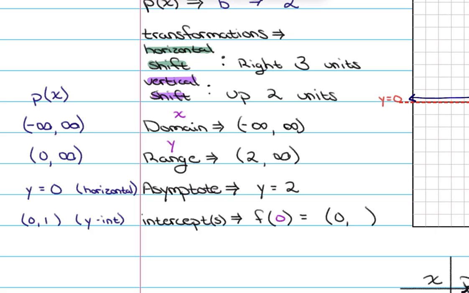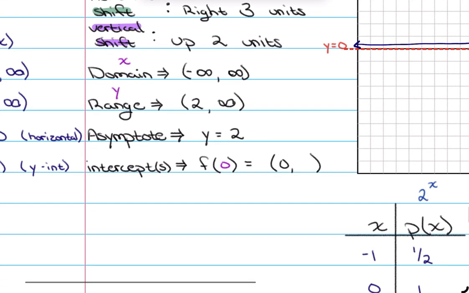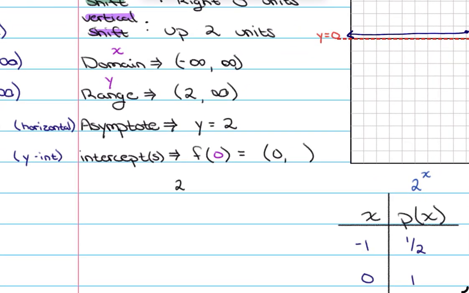For our intercepts, now ordinarily our intercept would be at 0, 1, but since we are moving stuff around, we are going to check this, and the easiest way you can find your y-intercept is to plug in a 0 for your x value. So we're going to find f of 0. That means everywhere I see an x, I'm going to plug in a 0. We've done these evaluations before, so we end up with 2 to the x minus 3, and instead of an x, I'm going to plug in a 0 minus 3 plus 2.